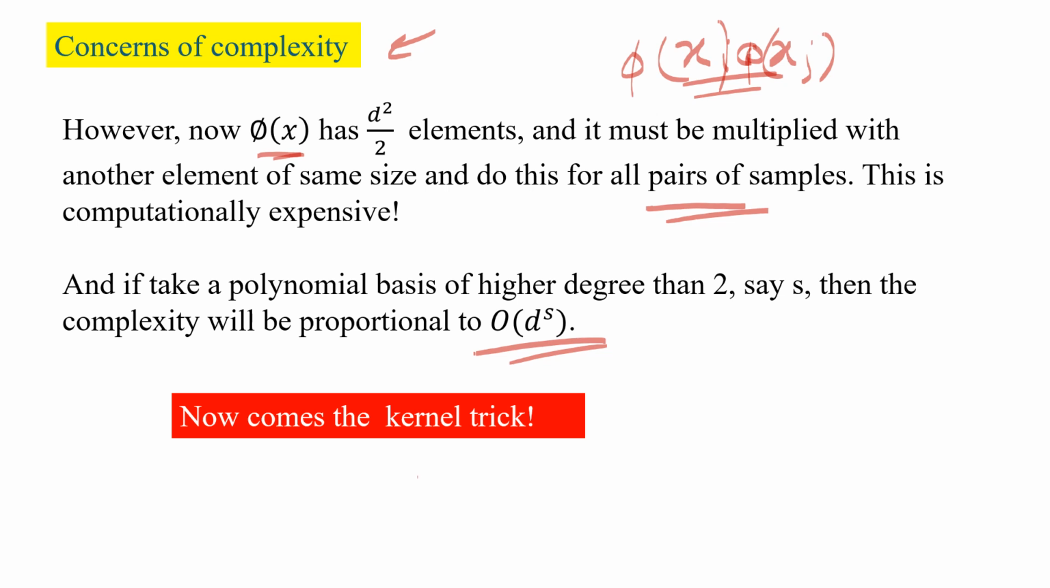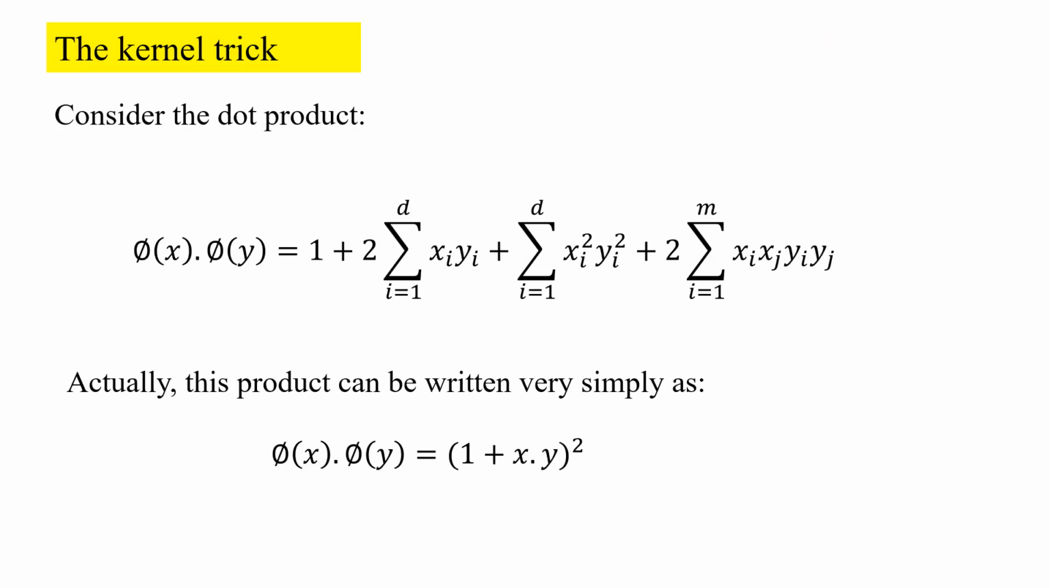So this is where we come to what is known as the kernel trick. What is it? First, let us see the dot product phi x dot phi y. We are writing this as this product, summation and the product.